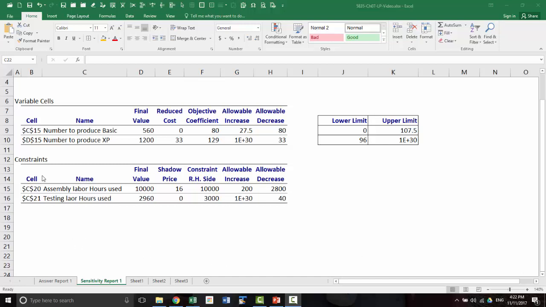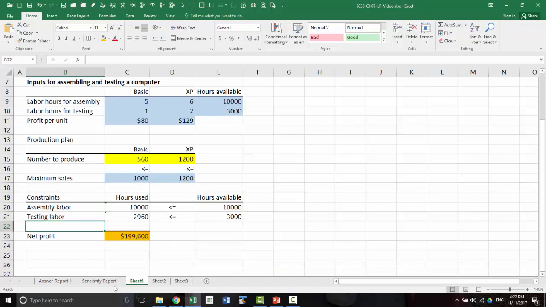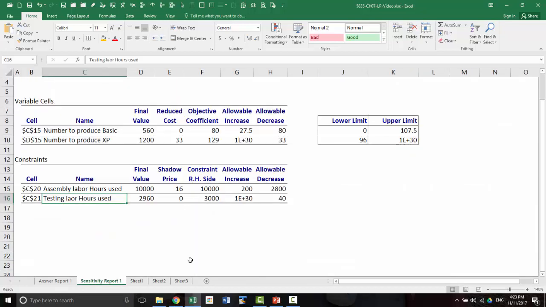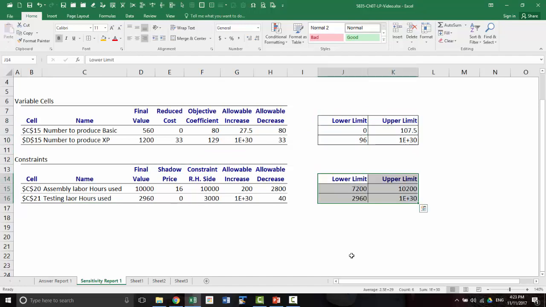Now let's look at the sensitivity report for the constraints. So it is for the labor hours of assembly and labor hours of testing. I have a typo here. Now in this case, remember it has a similar appearance. So you can find the lower limit and the upper limit. Okay, by copying that, you will find the lower limit.